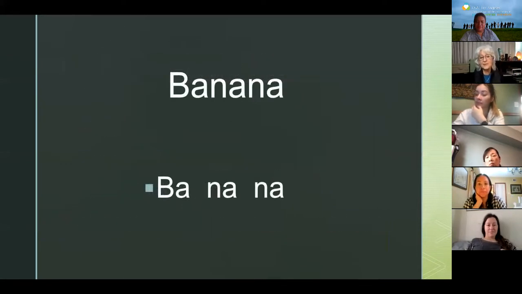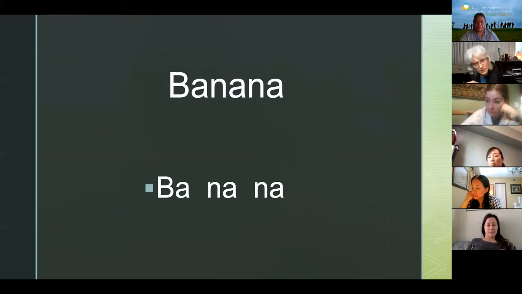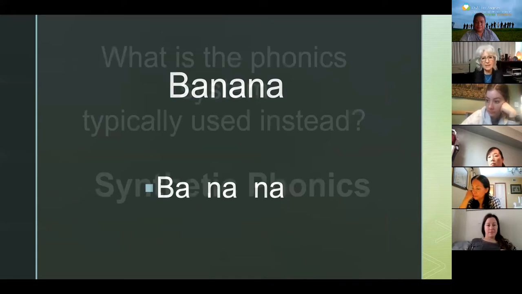Banana, for example, maybe the child's crazy about bananas. You've made a personal book about bananas. She can read banana anywhere, anytime she sees it. So then you break it down. She knows her letter sounds, right? So then you help her understand how this works, how this gets broken down.